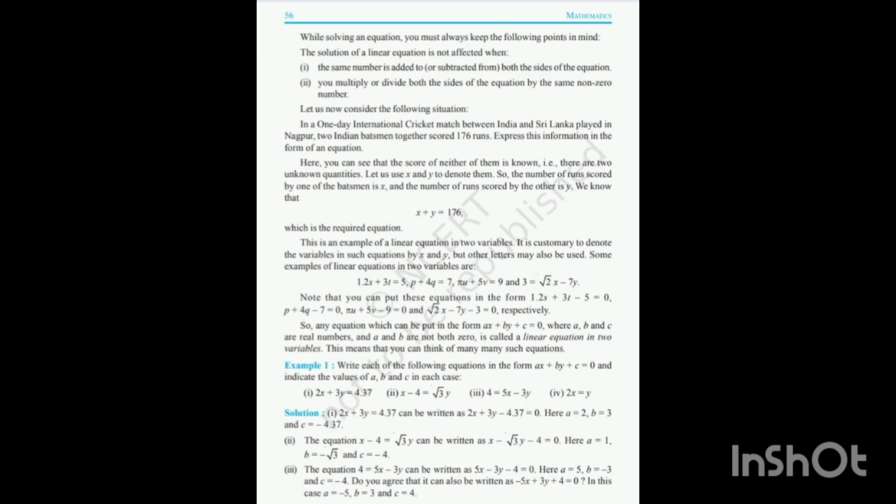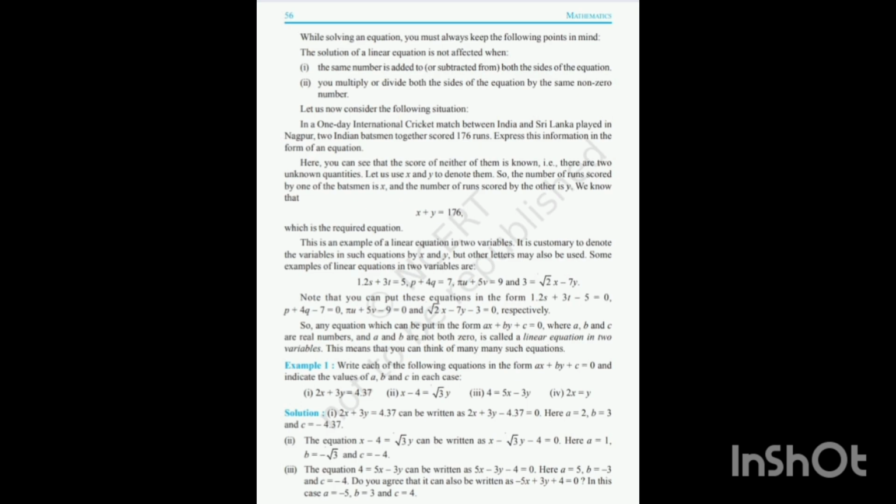Let's give some more examples of this. For example, we got an equation 3 is equal to root 2 x minus 7y. So this is again a linear equation in two variables. We have x and y, and 3 as a constant.